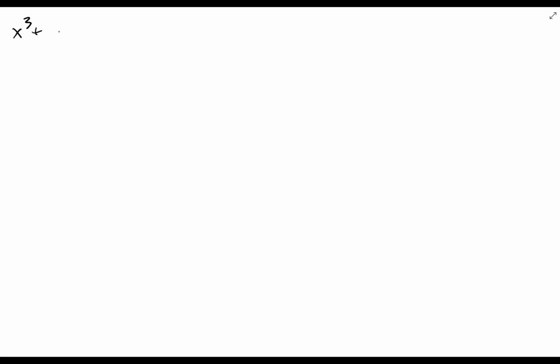x cubed plus 3x squared minus 6x minus 15 over x squared plus 5x plus 6. Now the degree of the numerator is 3 and the degree of the denominator is 2. So in this problem we've got to use long division. Let's go down here and do that.